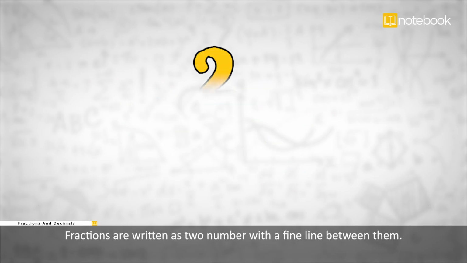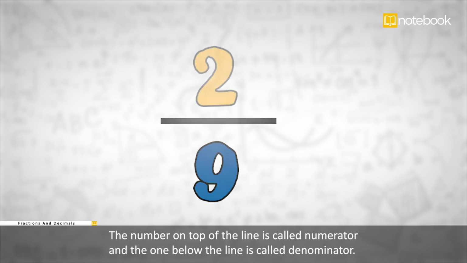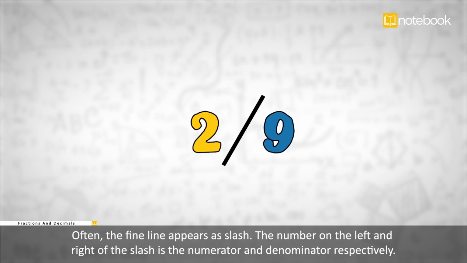Fractions are written as two numbers with a fine line between them. The number on top of the line is called numerator and the one below the line is called denominator. Often, the fine line appears as slash. The number on the left and right of the slash is the numerator and the denominator respectively.